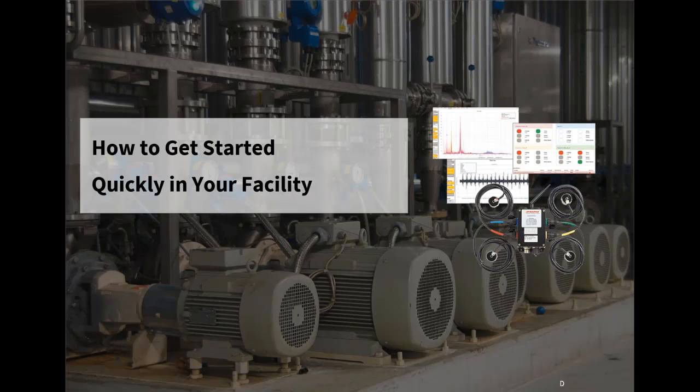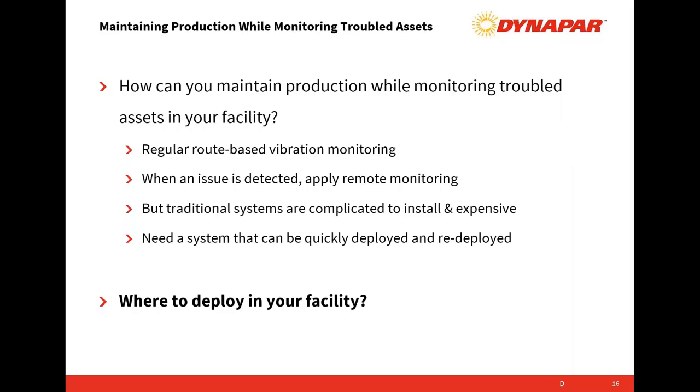So how can you maintain production while monitoring trouble assets in your facility? Answer: simply get started and deploy quickly. Next slide, please. The first step is to build a pilot program. Do a full audit of all your rotating equipment to identify which assets are ideal for remote condition monitoring. Categorize your equipment by the highest priority group or class. So how do you choose? Next slide, please.